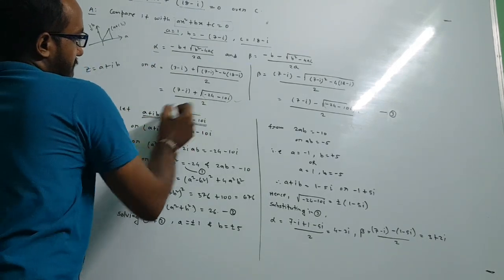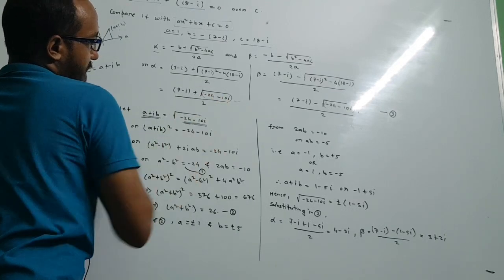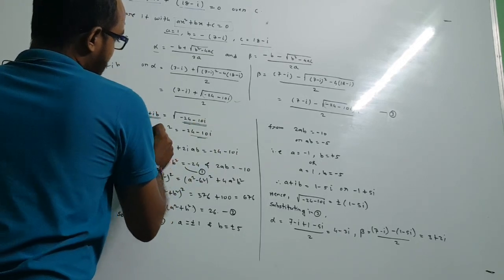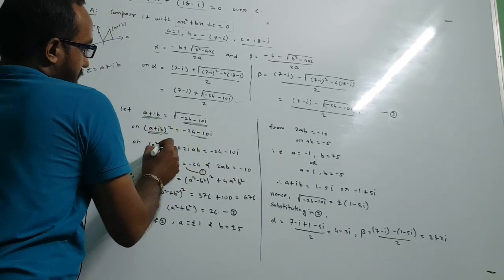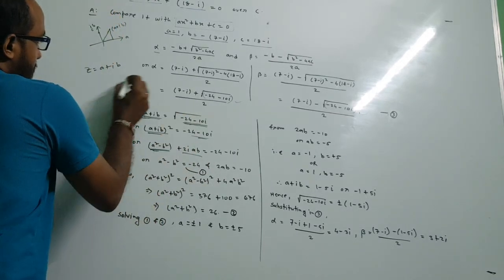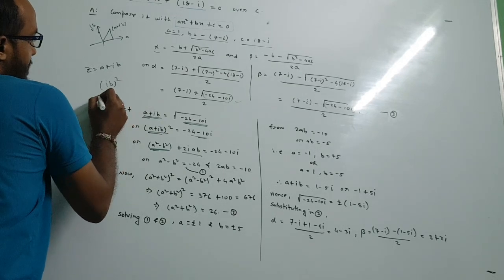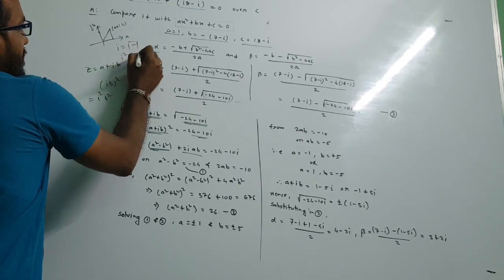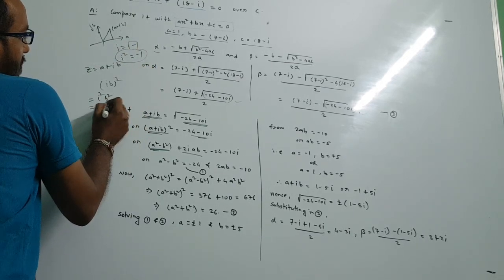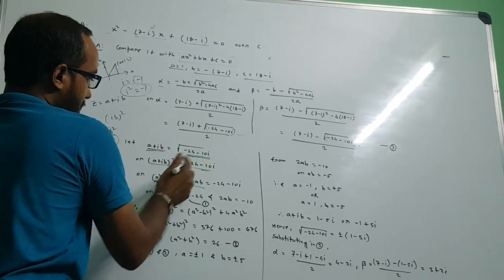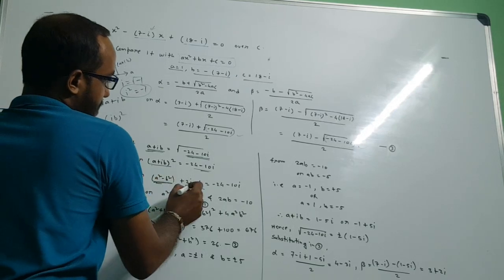So let a plus ib equal root under of minus 24 minus 10i. Squaring both sides, a plus ib whole square equals minus 24 minus 10i. Expanding a plus ib whole square, we get a square plus 2iab plus i square b square. I have already told that i is root under of minus 1, so i square would be minus 1. So you will get minus b square. So a square minus b square plus 2iab, and the right hand side as it is.